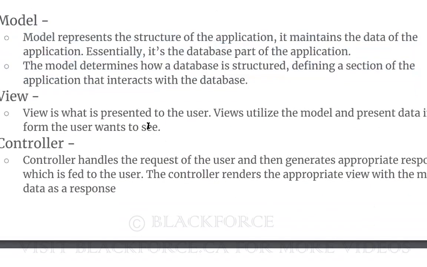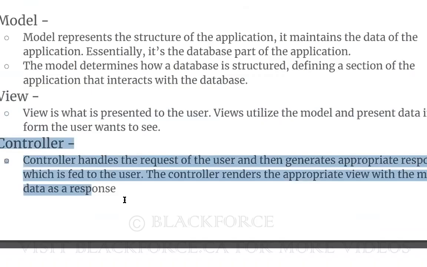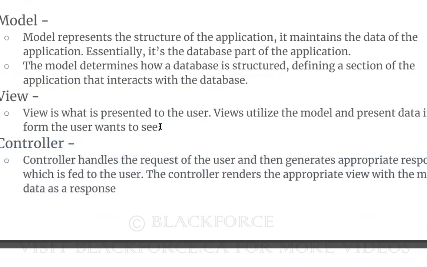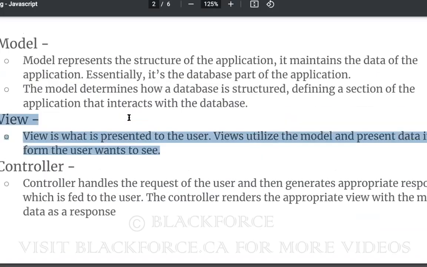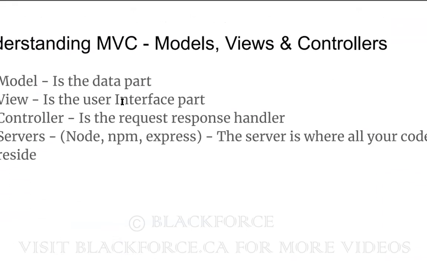View is what we've all seen or what we all know, the front end part of the application, right? Then controller manipulates or communicates with the model and does some calculations or some logic, to display whatever you see in the view. Okay, so if I just scroll down, let me see. So in the shortest form, the way you can easily understand it, is model is the data part, view is the user interface part, and controller is the request response handler, right?